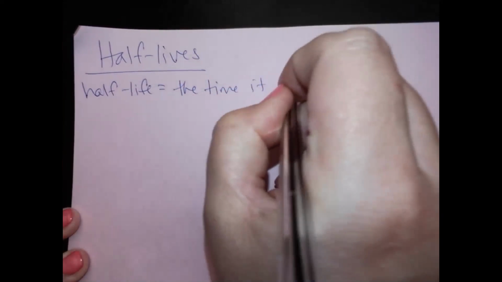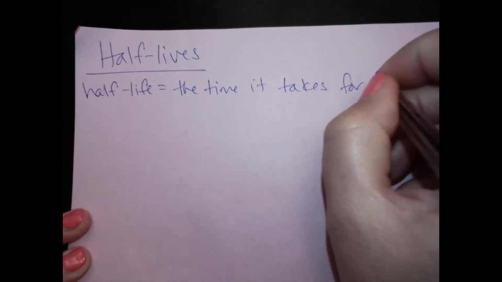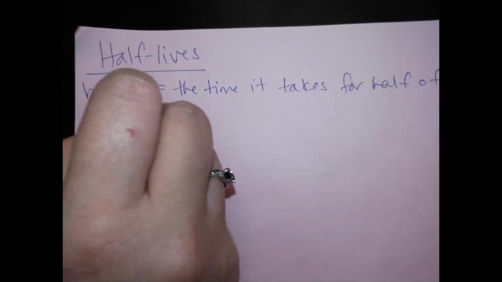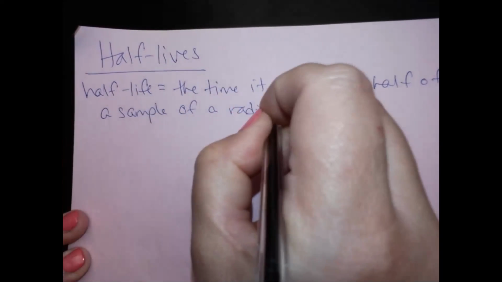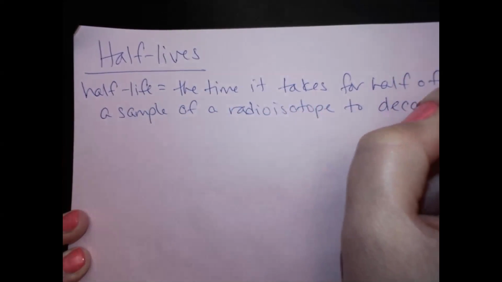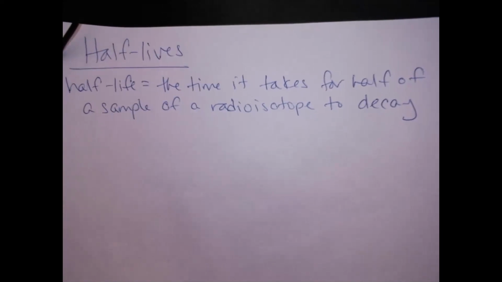So a half-life is the time it takes for half of a sample of a radioactive isotope to decay. So we've been learning how to do these equations that show different radioactive decay. But the half-life is the time it takes for half of it to do that.